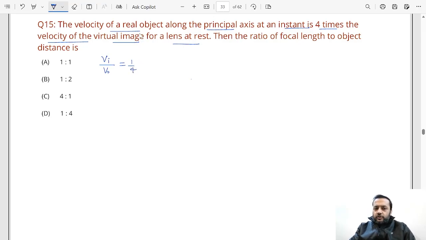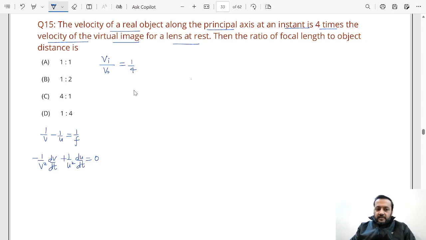Because they have been given that the velocity of the real object along the principal axis at an instant is 4 times the velocity of the virtual image. Now let's understand that the lens equation is 1/v − 1/u = 1/f. If I differentiate this, I will get −(1/v²) dv/dt plus (1/u²) du/dt. Focal length will not change with respect to time. The focal length is a constant, so the derivative of the focal length, df/dt, will become 0.